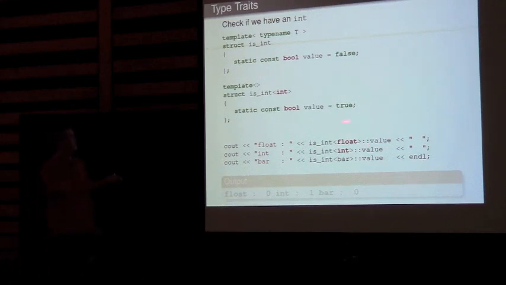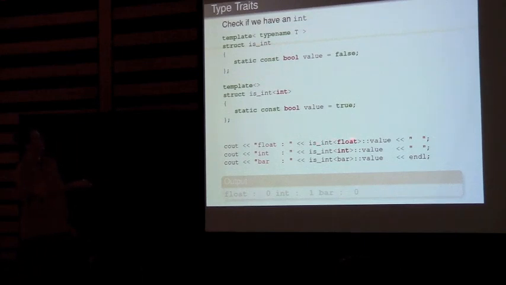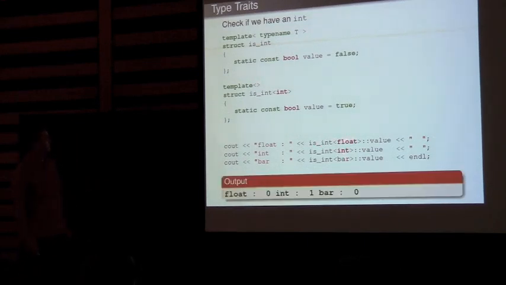So now, if we go ahead and say is int, give it a float type, an int type, and a var type, then we end up with floats aren't, ints are, and vars aren't. What would happen if I typedef a var to an int? True, right. It's just an alias, right? Okay, does this make sense?